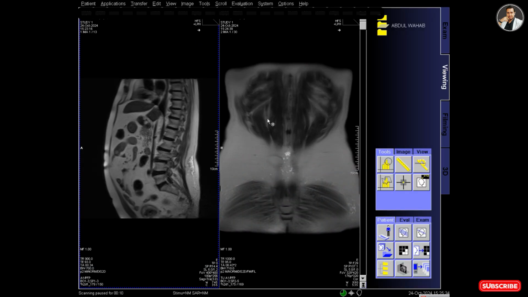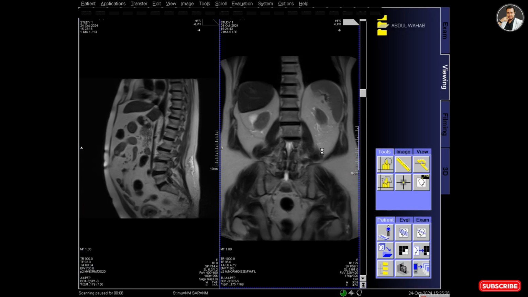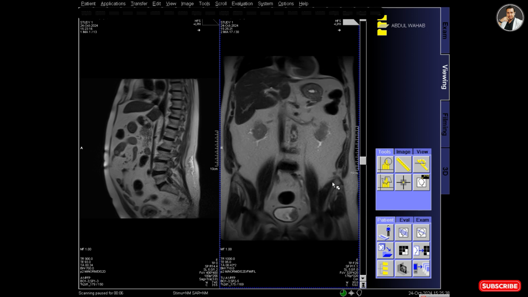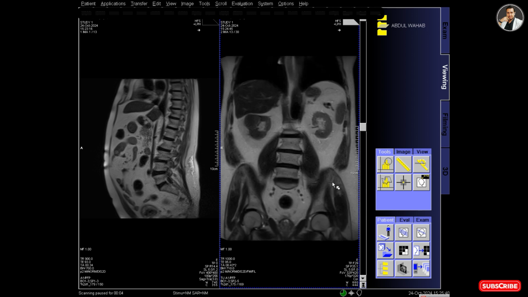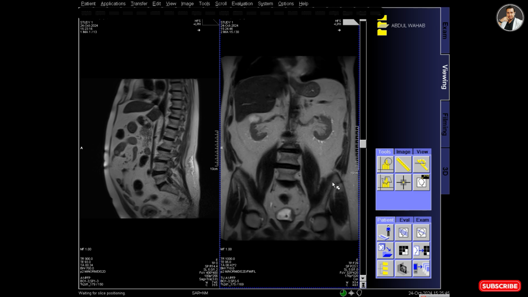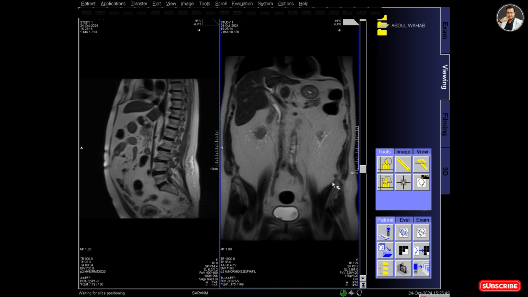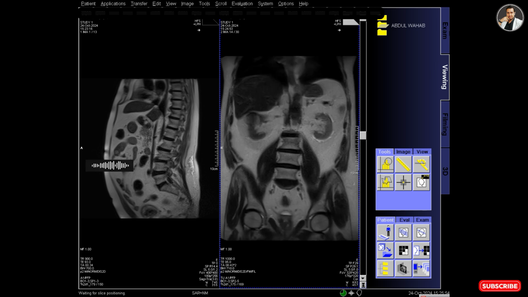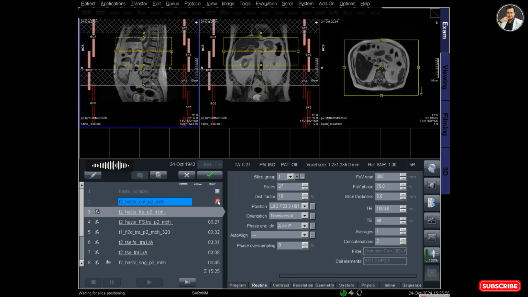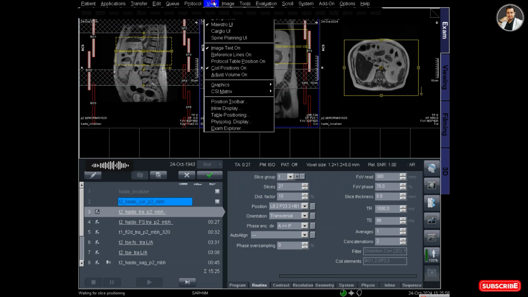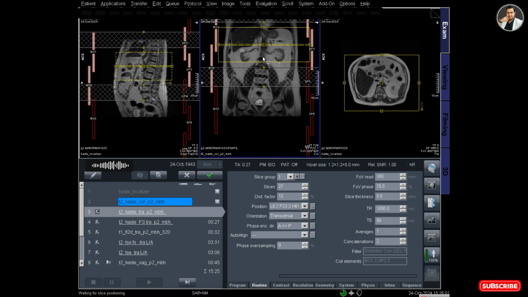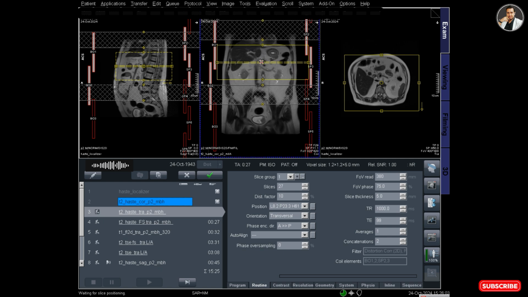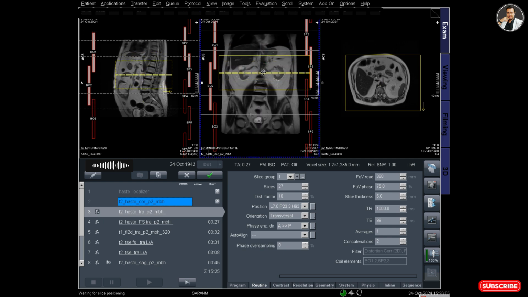So there are two steps for T2 HASTE coronal. Patients should hold his breath 2 times, and in this time the scans will complete, and I am checking the images, trying to visualize the kidney and bladder, and you can see there is a huge cystic mass in the right kidney.